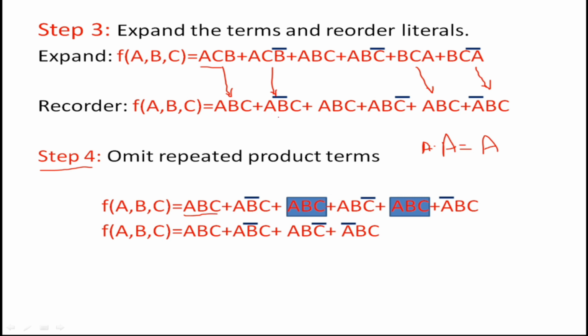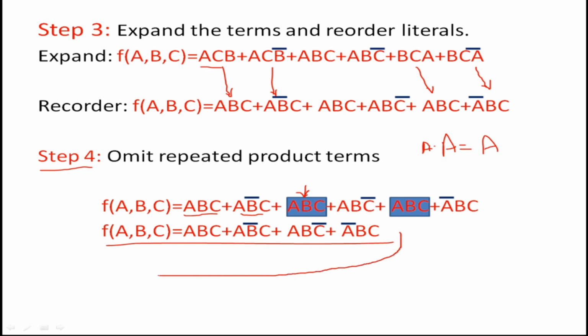Second term, if you look at A, B bar C, there is no other similar product term available. So we are going to keep A, B bar C as it is. This becomes our second product term. Now here you see ABC, AB bar C, ABC, ABC. These are the two product terms which are repeated, as I said. So after removal of these repeated terms, what we get is ABC plus AB bar C plus ABC bar plus A bar BC.